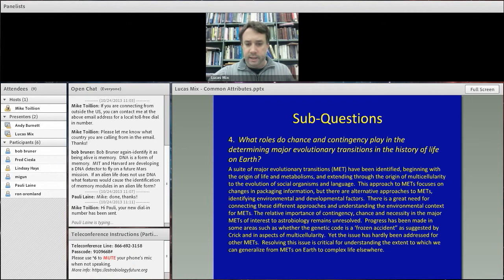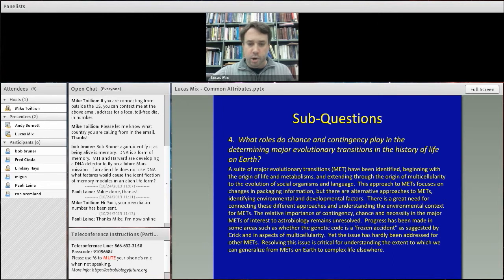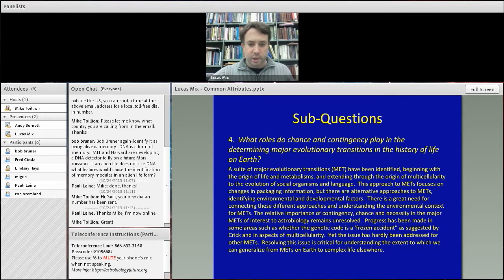There's a great need for connecting these different approaches and understanding the environmental context for METs. The relative importance of contingency, chance, and necessity in the major METs of interest to astrobiology remains unresolved. Progress has been made in some areas, such as whether the genetic code is a frozen accident as suggested by Crick, and in aspects of multicellularity. Yet the issue has hardly been addressed for other METs. Resolving this issue is critical for understanding the extent to which we can generalize from METs on Earth to complex life elsewhere.